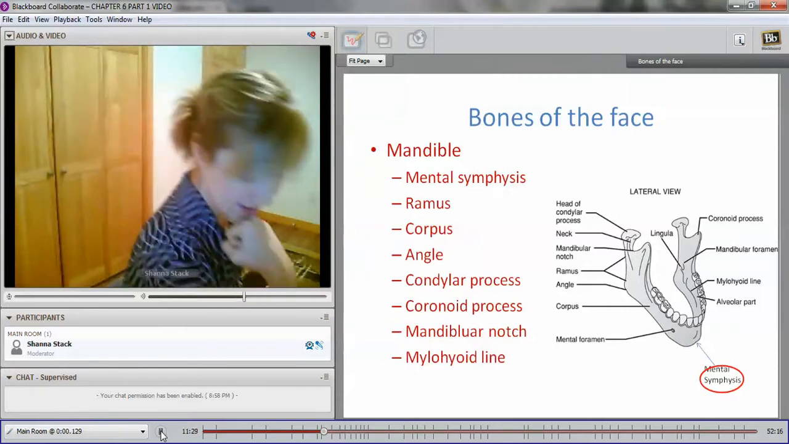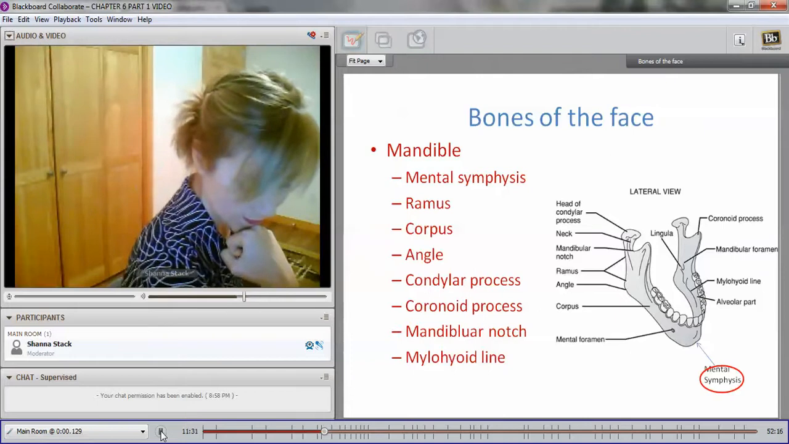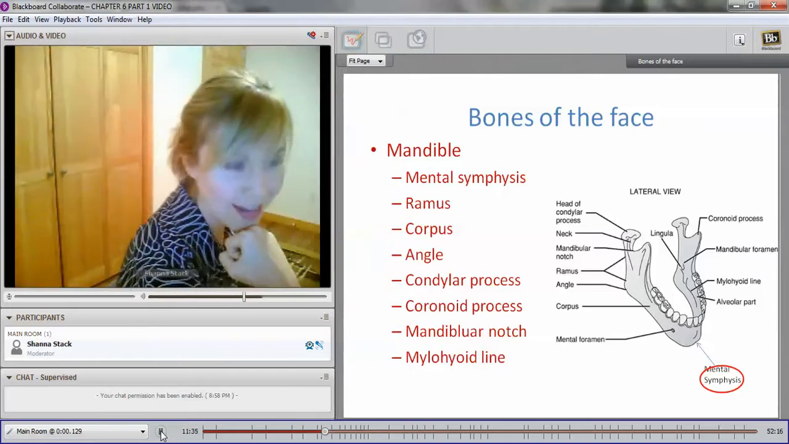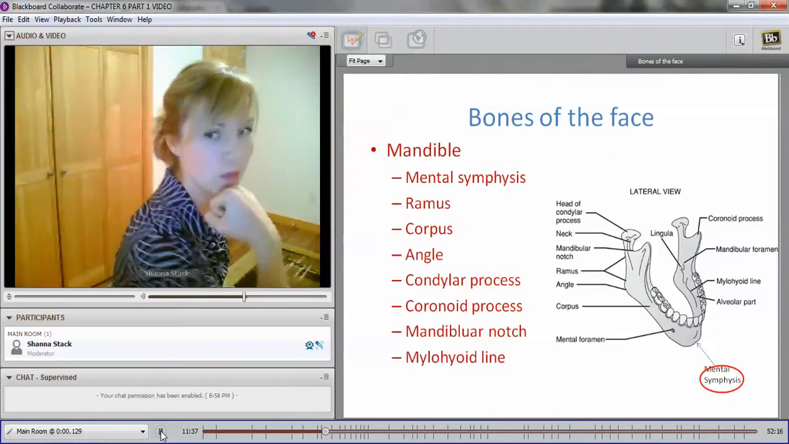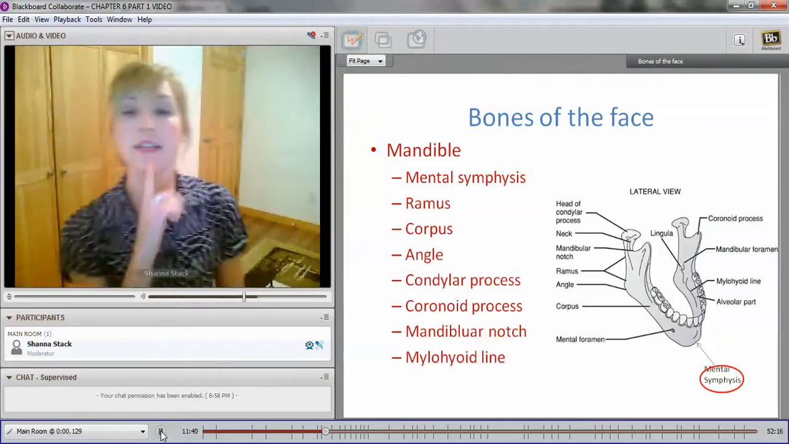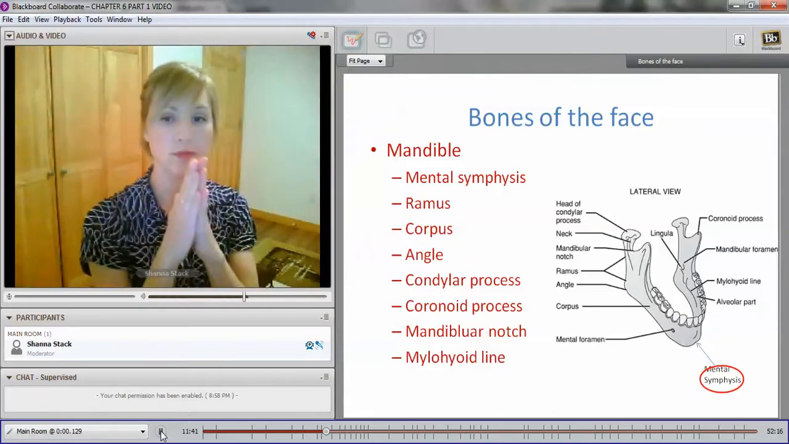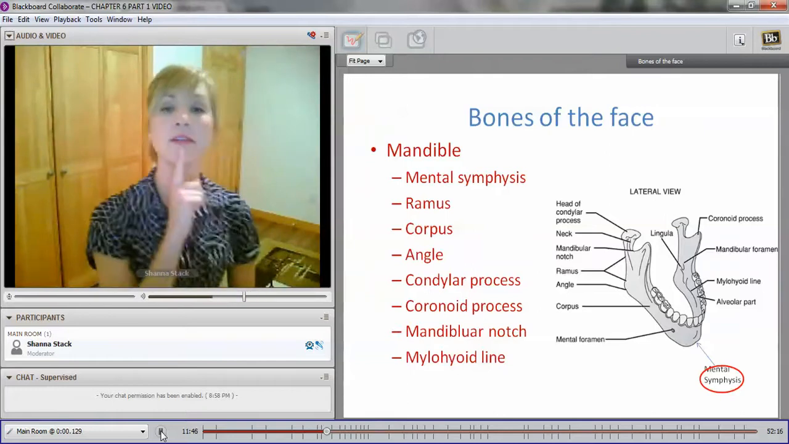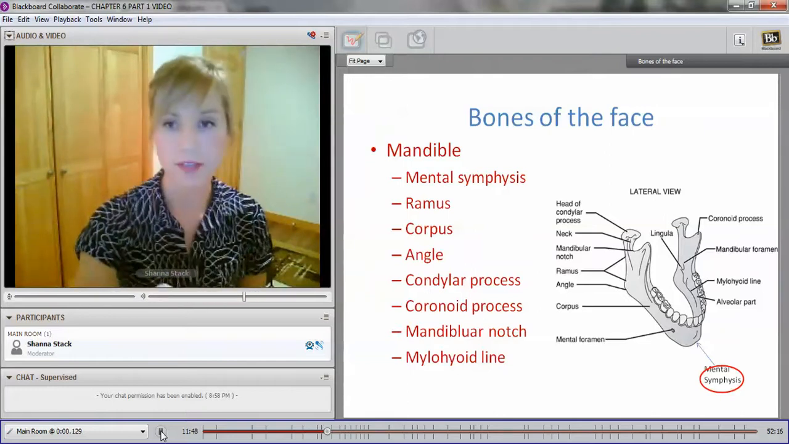And he's really thinking. And I think while he's thinking, he's using his mental, his brain, and he has his hand on his mental region, which is right here. And a symphysis is when two structures come together, okay? So this is your mental symphysis right here, and you'll see it in the picture.